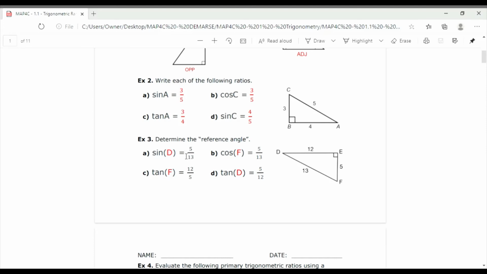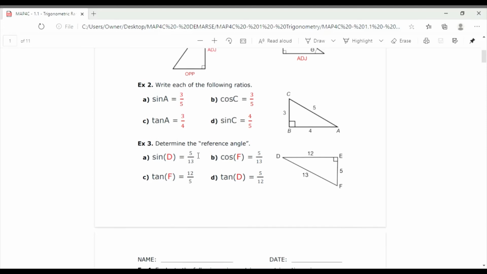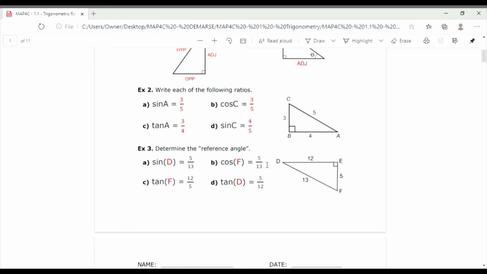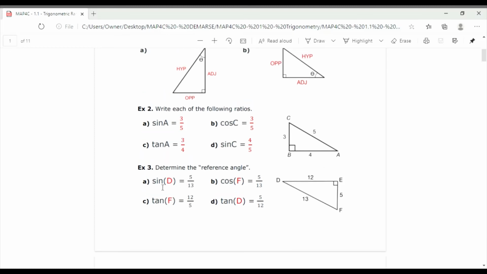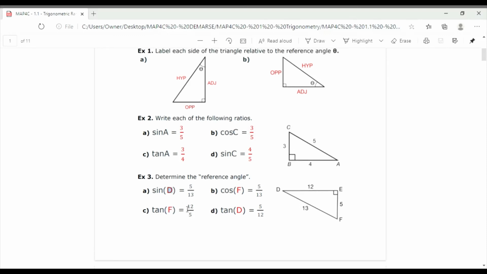So 5 over 13, looking at my triangle, I can see I have triangle DEF, and they're giving me a value of sine. Now for this, we're looking for what the letter is, so assume that the red letter we have to find. The answer is D, but how did they get D is what we're trying to locate. So sine of what is equal to 5 over 13?